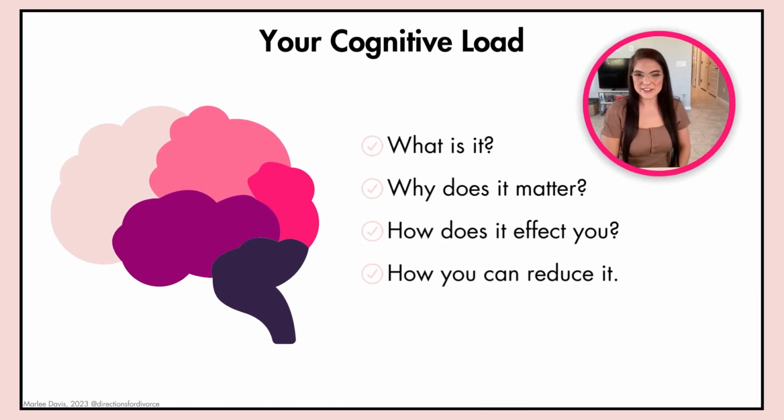Okay, so just to review, your cognitive load is the amount of working memory that your brain has at any given moment, which is only a limited amount, okay? That matters because when you're trying to make decisions or plan for the future or navigate your divorce or your life, you can't do so if you're constantly spending your brain power on things that aren't even yours to worry about. It affects your decision making. It affects your ability to transfer information from short-term to working to long-term memory.